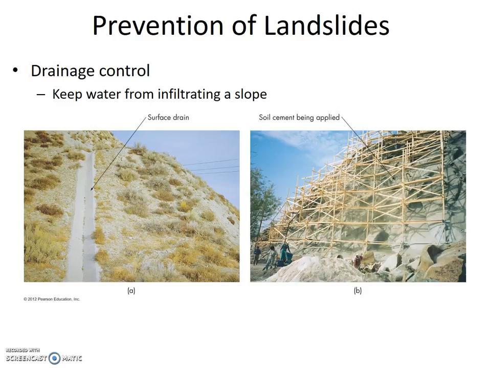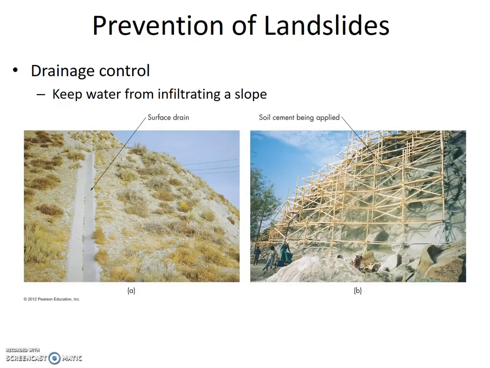Drainage control attempts to keep water from infiltrating a slope. Two examples in the figures below. On the left, a ditch rerouting surface runoff away from the slope. And on the right, soil cement on the slope surface to prevent rain seeping into the slope.